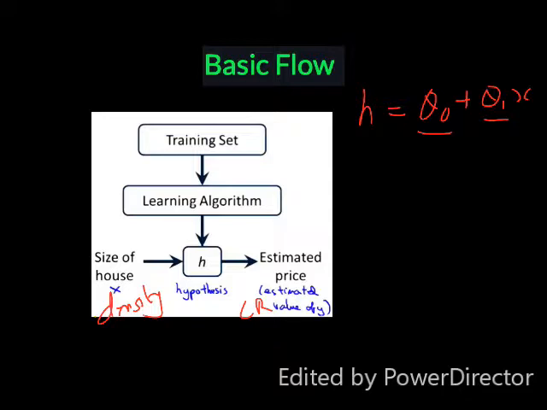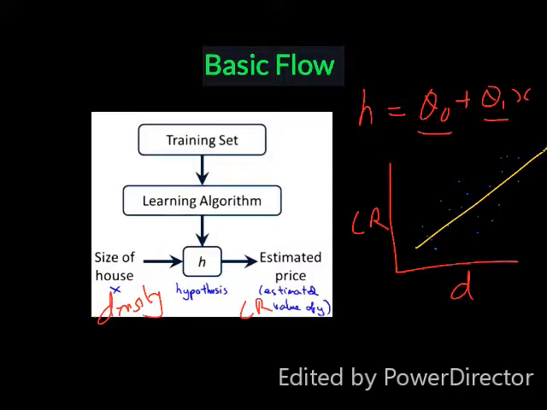So now we will introduce the concept of loss function. Let's say we have density on the x-axis and we have crime rate on the y-axis, and we have some data, it is spread across, and we will find the best fit line. So the best fit line is an approximation of the actual data.